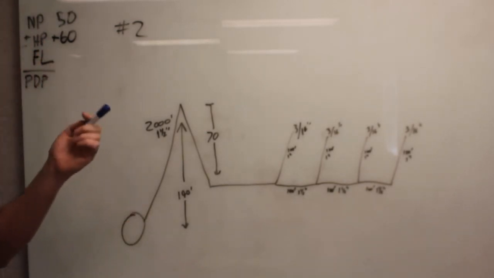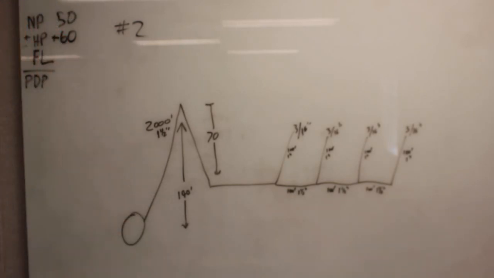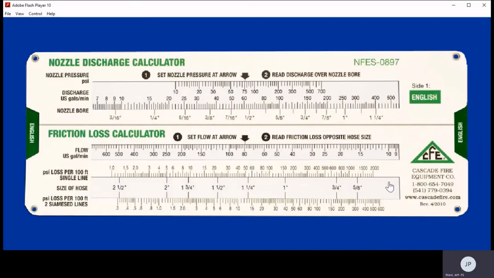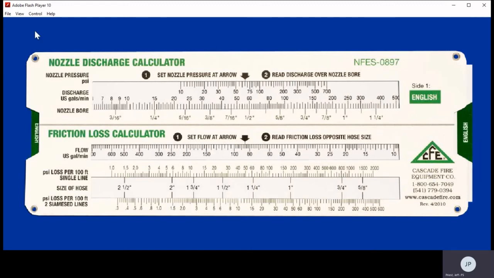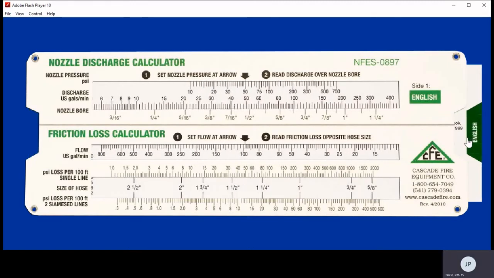All right, now we are looking at friction loss. You'll notice I grabbed the blue pen because the first step in friction loss is volume. If I take my 3/16 tip and I put it in my nozzle discharge calculator, we're looking at the top part of our calculator, which is the nozzle discharge calculator. And I plug in my nozzle pressure, which for a tip is 50.